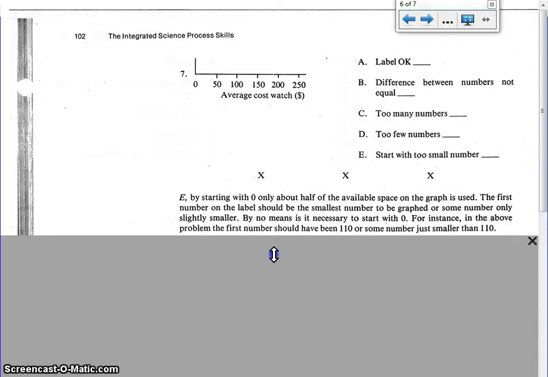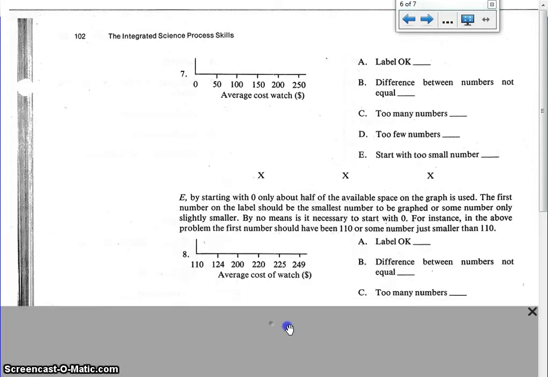Alright, the correct answer for this one was E. Started with too small of number. By starting with 0, but only about half the available space on the graph is used. The first number on the label should be the smallest number to be graphed, or some number only slightly smaller. By no means is it necessary to start with 0. For instance, in the above problem, the first number should have been 110, or some number just smaller than 110.